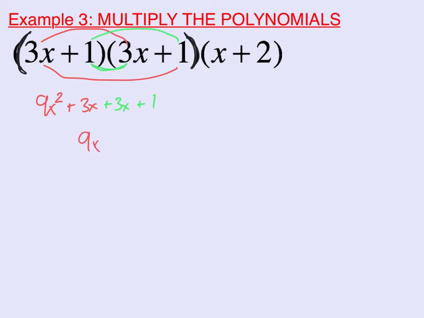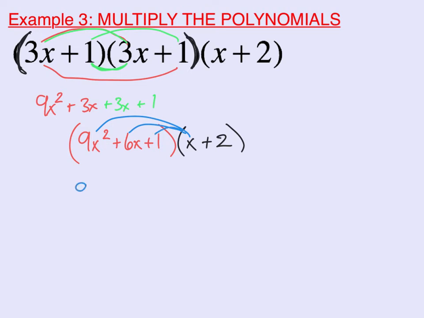That's going to get me 9x squared plus 6x plus 1. But don't forget, I still have to multiply that by another x plus 2. All right? So if you really consider what I just did there, if you look up top, I did 3x distributed into both. I did the 1, notice, got distributed into both. So all I'm really going to do is take x and multiply by everything. So I'm going to do x by that, and that.